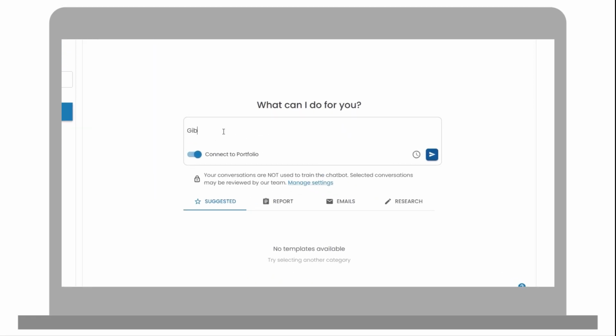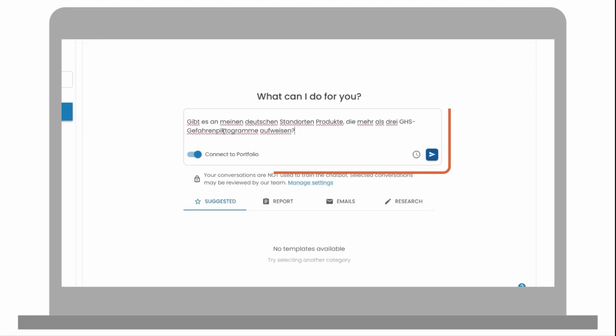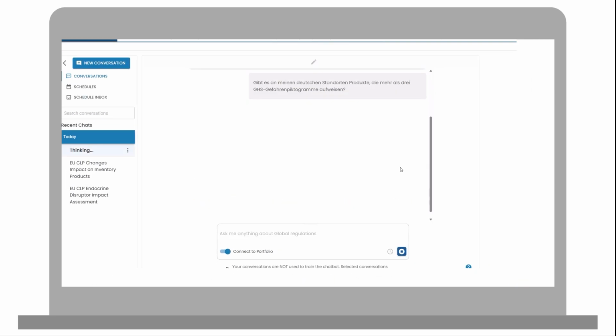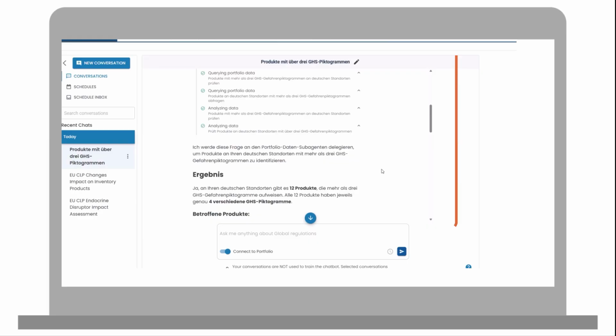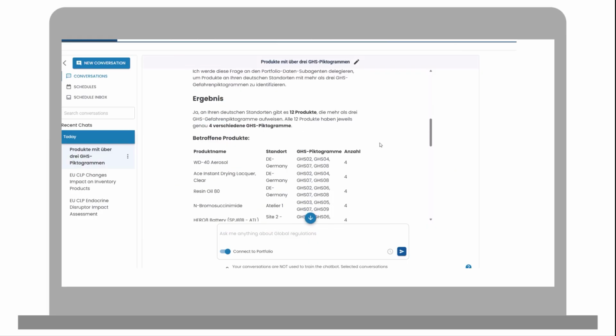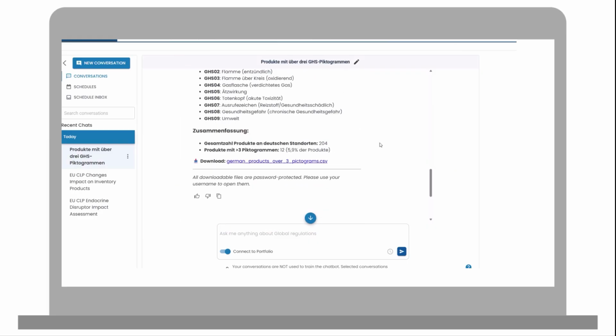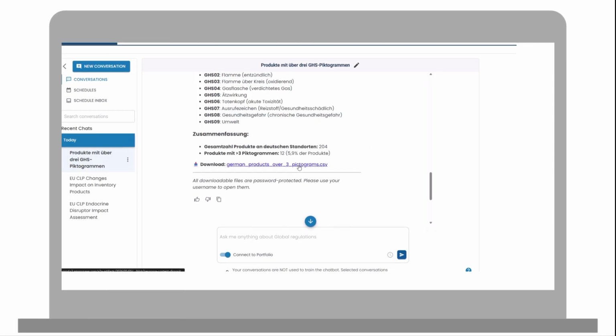Multilingual compliance workflows are also built into the Portfolio Assistant, making it well-suited for global chemical management operations. Consider a question asked in German to identify products requiring supplied air respirators. The response comes back in the same language with the same structured, traceable output. A consistent experience with no language barriers.